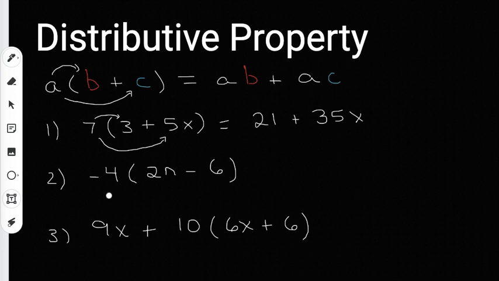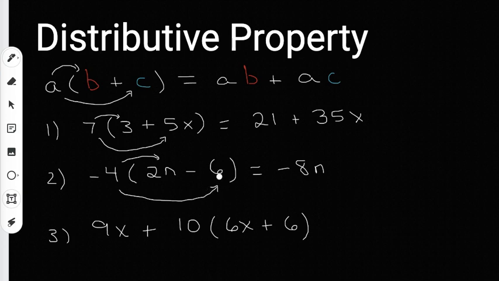Alright, for number 2, I have a negative 4 on the outside. I'm going to take that negative 4 and I'm going to multiply it by everything on the inside. So the first thing I'm going to do is I'm going to multiply the negative 4 by the 2n. And when I do that, I get negative 8n. So then the next thing I'm going to do is I'm going to take the negative 4 and I'm going to multiply it by the negative 6.